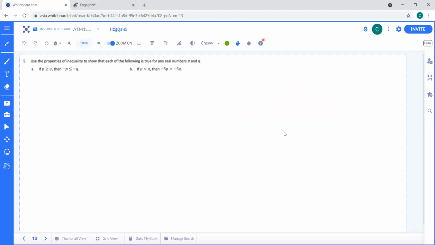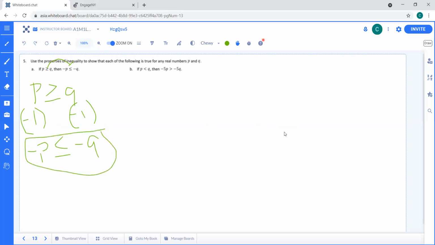So what we would want to do... what it's saying is we want to make this. How do we get this to become this? Well, P greater than or equal to Q. If I multiply by a -1, and that changes my sign, I get -P less than or equal to -Q. Well, is that what that says? Yes, that is exactly what that says. So that is true. Now, here they multiply through by -5.